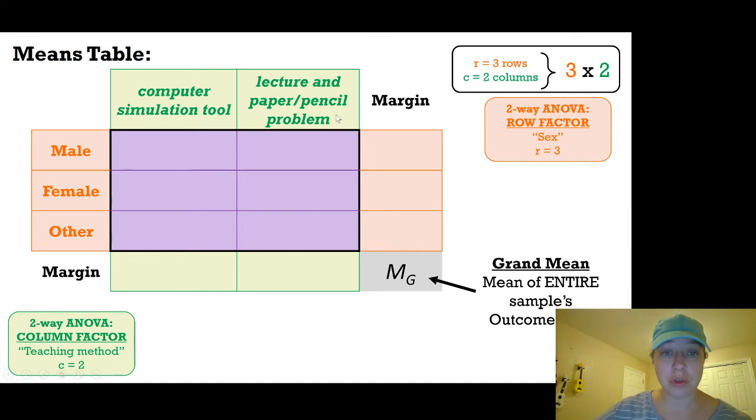These averages that we're going to put in our cells and our margins, and then this grand mean, these are the averages of our dependent outcome variable. So with an ANOVA, our outcome variable, the dependent variable, has to be continuous, or close enough to treat it as continuous. It also needs to be normally distributed, but we'll get into those assumptions later on. Our independent variables, here we have 2 of them, have to be categorical. And usually we're going to have a few number of categories.